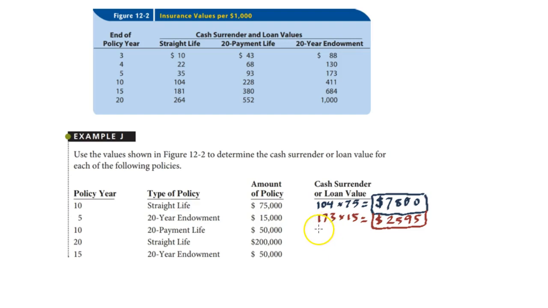So we have $228 per 1,000, and this is the $50,000 policy. So 50,000 divided by 1,000 is 50. So this loan amount or cash surrender is 228 times 50, which is $11,400.